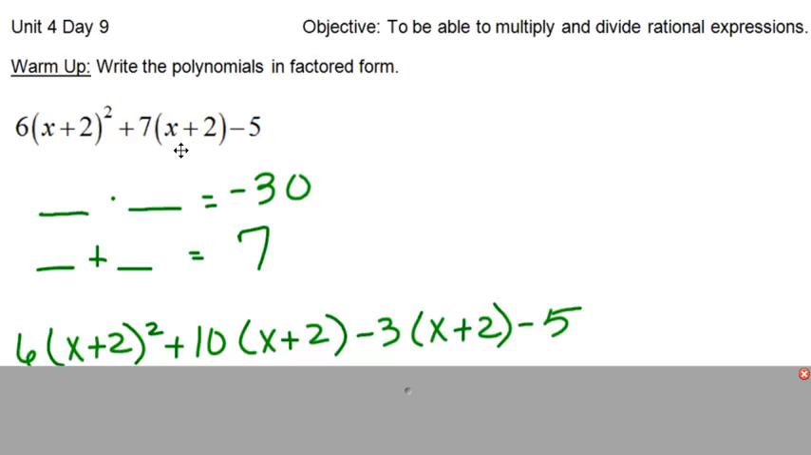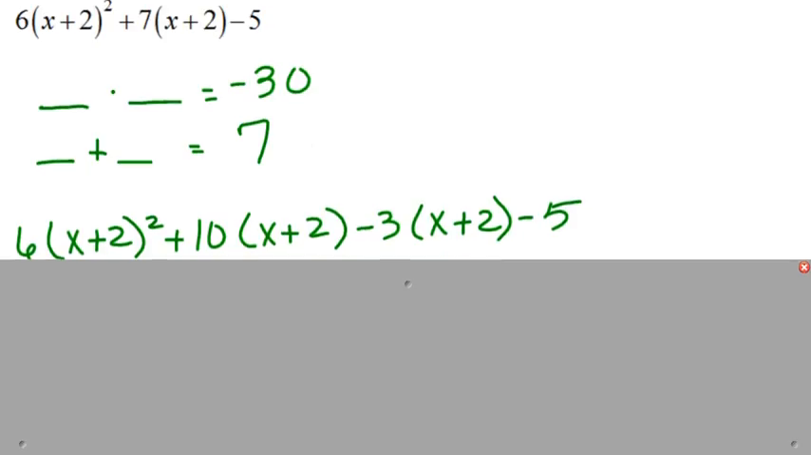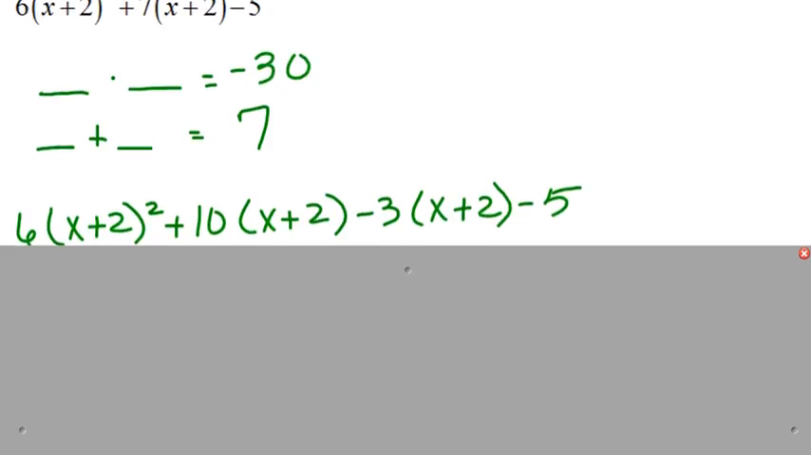So we're going to rewrite our polynomial using those two terms to represent the linear term. So we've got 6 times our quantity x plus 2 squared plus 10 times our quantity x plus 2 minus 3 times our quantity x plus 2 minus 5. Again, like we've seen before, when we have 4 terms, we can try factoring by grouping, splitting them into pairs and dividing out what they have alike. So looking at these first 2 terms, being 6 and 10, we could divide out a 2. They also have the quantity x plus 2 in common, so we could divide that out.